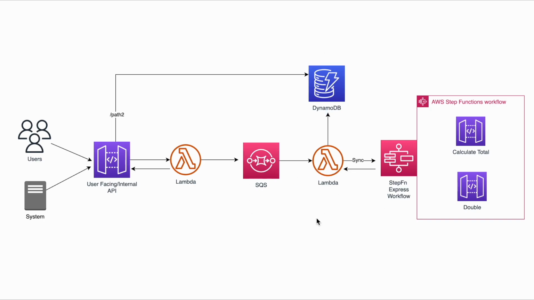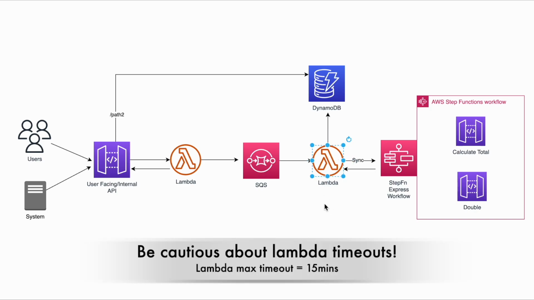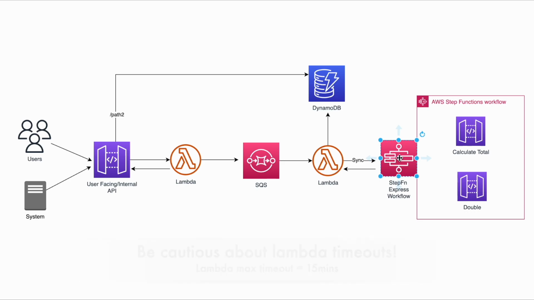Now in this type of architecture, there are a couple of things that you should be concerned about. One of them is the Lambda timeout. Since Lambda is waiting until this Step Functions Express workflow finishes, the Lambda could time out. We have this 15-minute timeout, the maximum timeout limit for Lambda. So you should make sure that the Lambda is not going to time out while the Step Functions workflow is in progress.